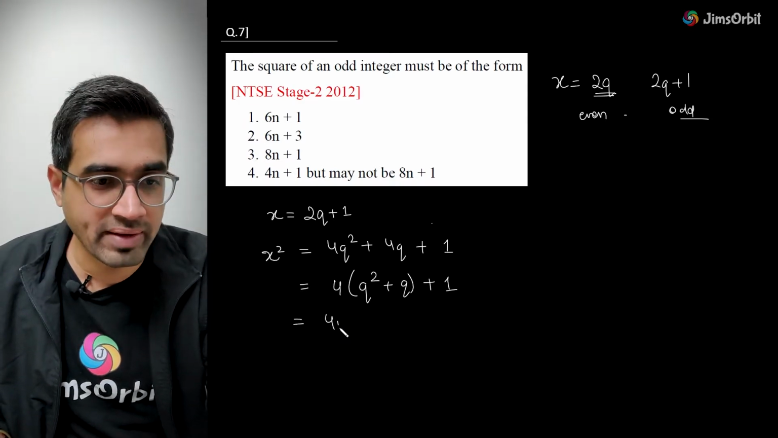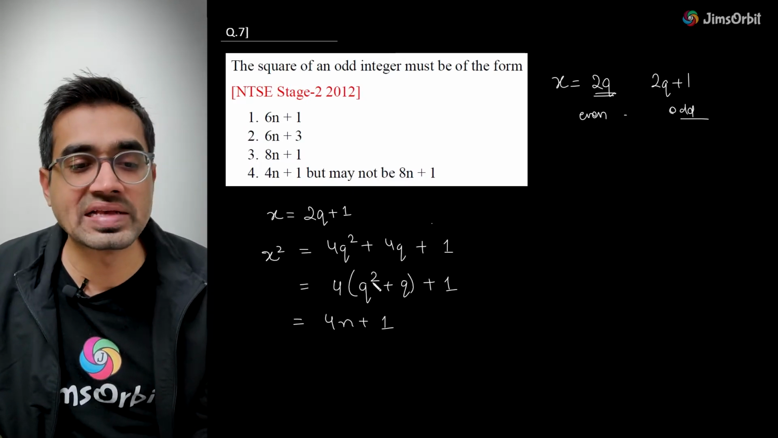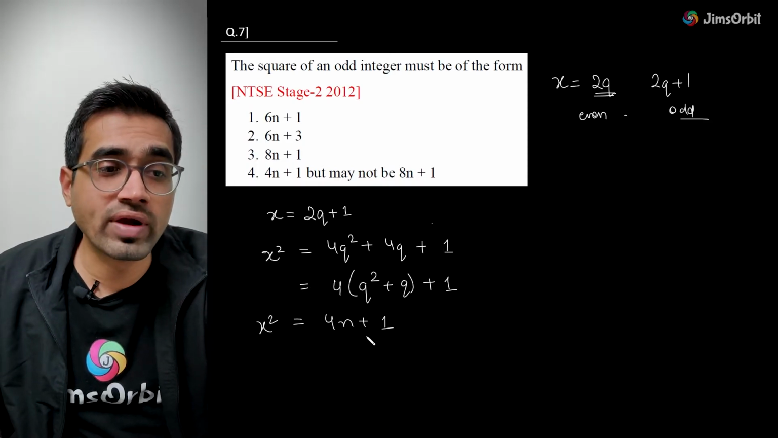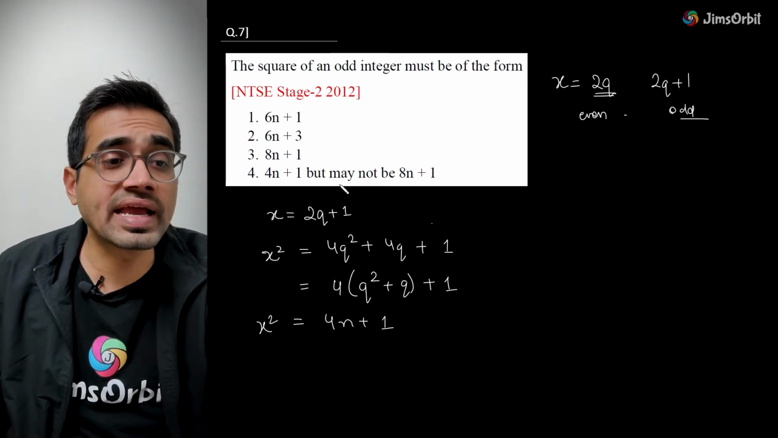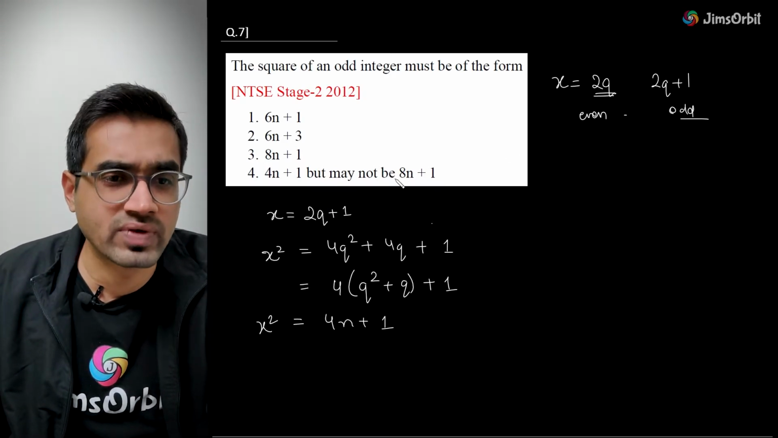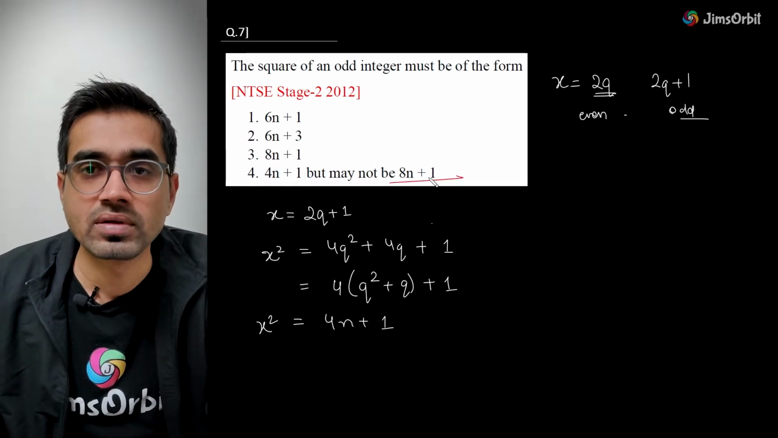Now this will give me 4m, not n, n plus 1. I am considering it as n. Okay. Now x square is equal to 4n plus 1 can be the answer. But it is saying that it may not be 8n plus 1. But why? Why is it so? Why can it not be 8n plus 1?